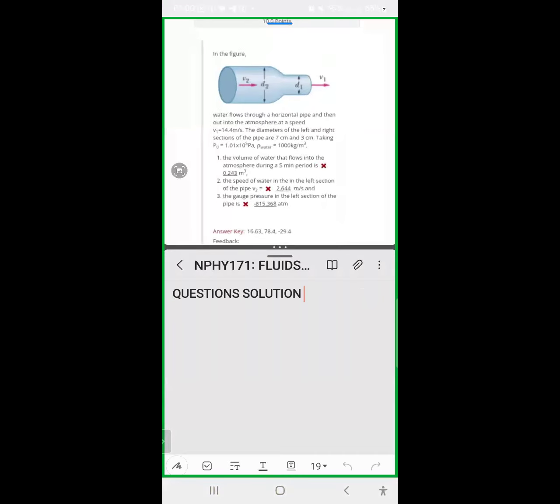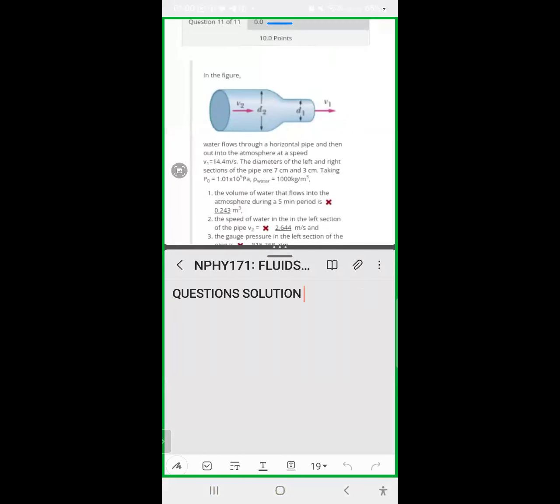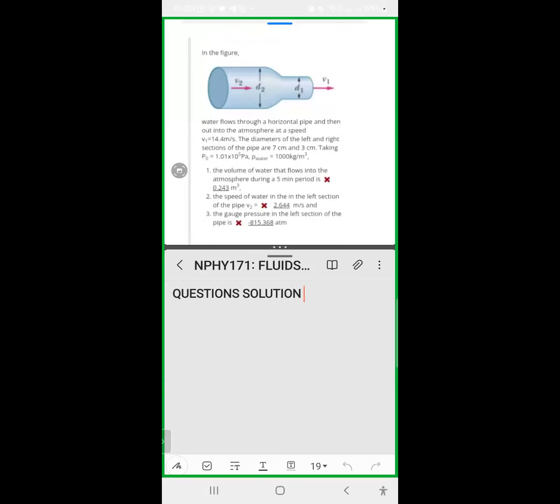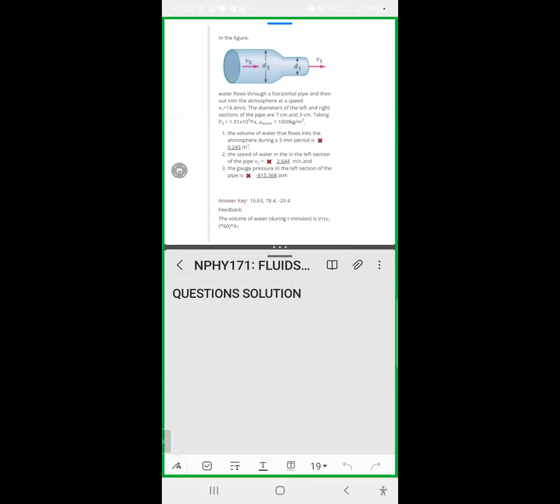We are now looking into this question, which forms part of fluid mechanics. The question says, in the figure, water flows through a horizontal pipe and then out into the atmosphere at a speed V1 equals 14.4 meters per second. The diameters on the left and the right section of the pipe are 7 centimeters and 3 centimeters. Taking P0 to be equal to 1.01 times 10 to the power 5 pascals, and the density of water to be 1,000 kilograms per meter cubed.